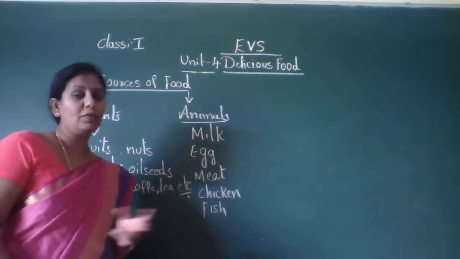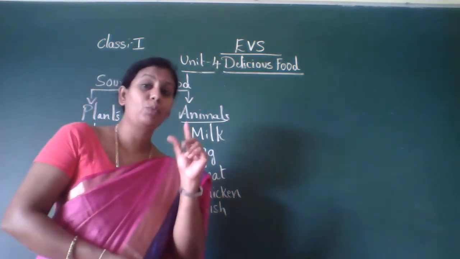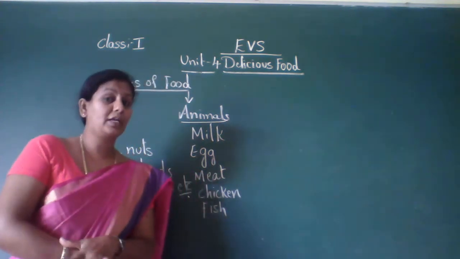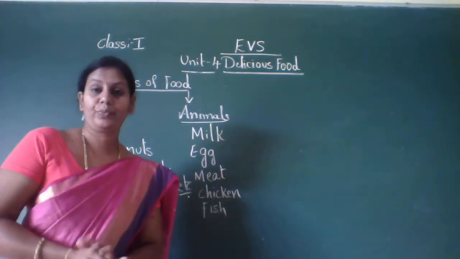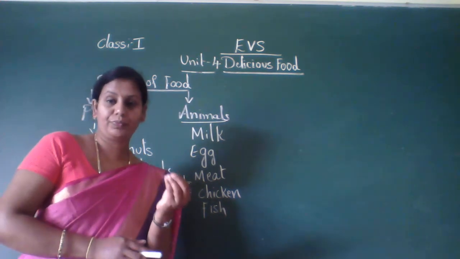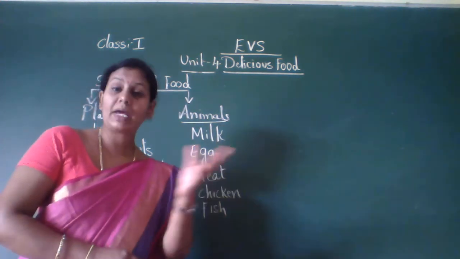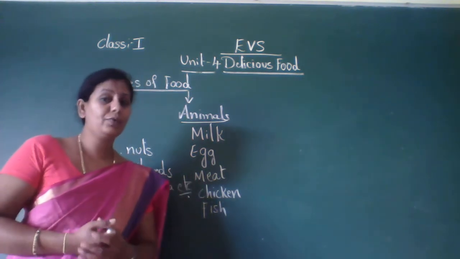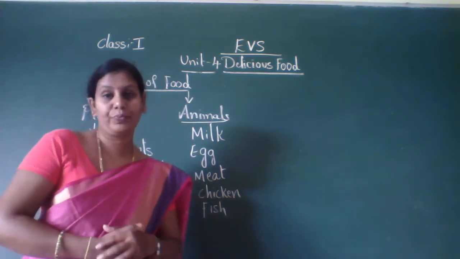So next, one food item is there, children, which we get from one insect. Which food item do we get from an insect? Do you know which food item we use? That food item which we get from one insect. Which food item do we get from an insect?